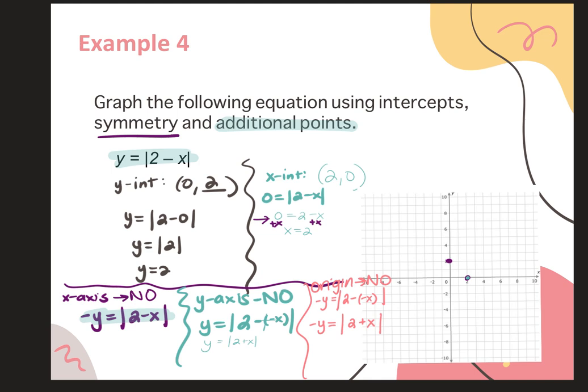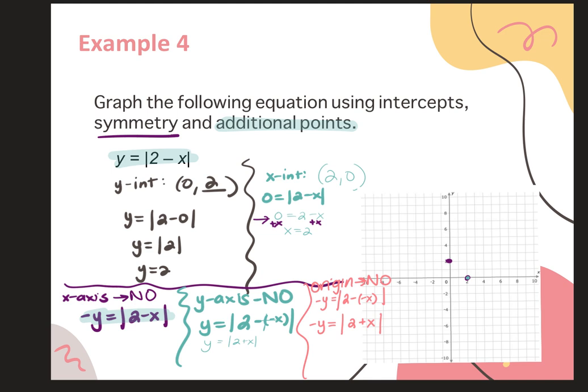So if your symmetry and your intercepts give you enough to know what your graph looks like, you do not need to do the additional points. But if you don't have enough information yet, this is when we do a little bit of extra work. I would also say this is when your knowledge of your parent functions from Algebra 2 helps you, because it's absolute value, right? Do you remember what an absolute value graph looks like?